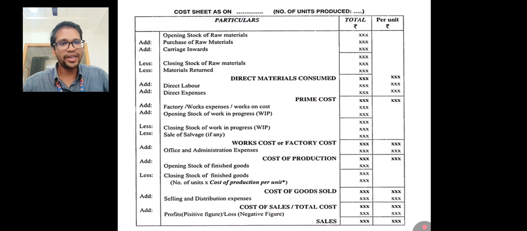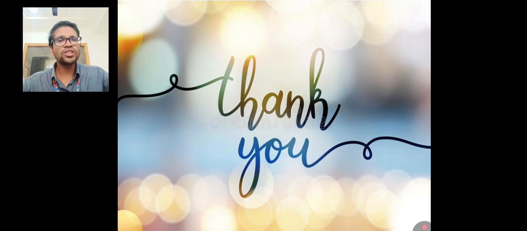In the same way, we add selling and distribution overheads, the expenses incurred on the selling side. We add these things and find out the cost of sales. Suppose you have the cost of sales and the sales, then we separate these two, and we can find out the profit. Thank you for watching this video.